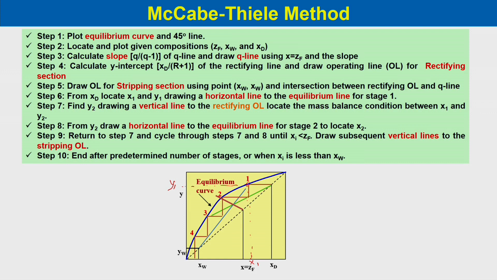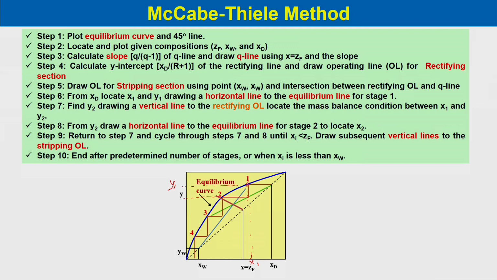Now, find y2 by drawing a vertical line to the operating line. So, come vertically to the operating line and then from this point, locate the mass balance conditions between x1 and y2. If we use the mass balance equation between x1 and y2, we can calculate the value of y2. From y2 draw a horizontal line to the equilibrium line for stage 2 to locate x2.